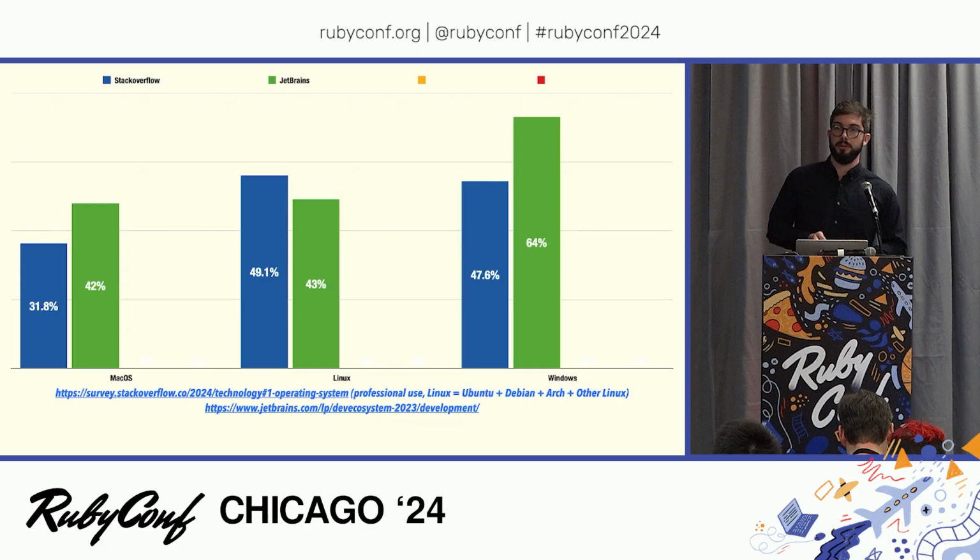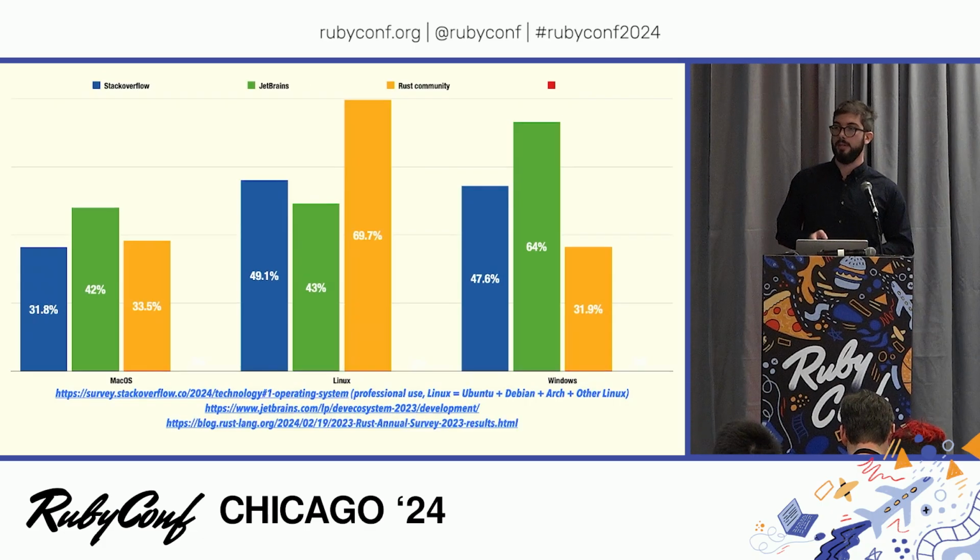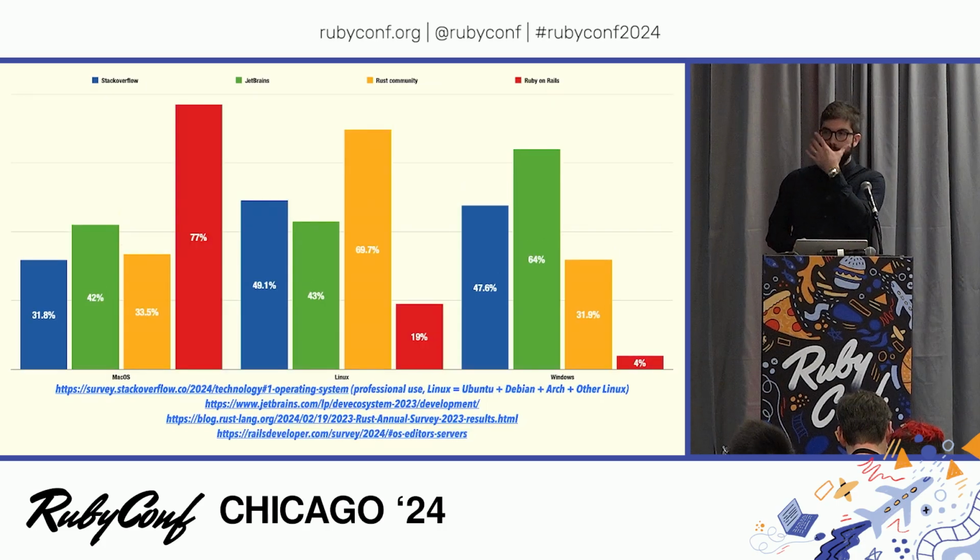The Rust community survey reported Windows in the third place, but still with a healthy number of developers, about 32%, which is roughly about a third of the community. It's a decent number. And the Ruby on Rails community survey reported about 4% of Rubyists using Windows. And this number is not actually just Windows. It includes WSL, which is the Linux subsystem. So the number of people using just Windows purely is even smaller than that.